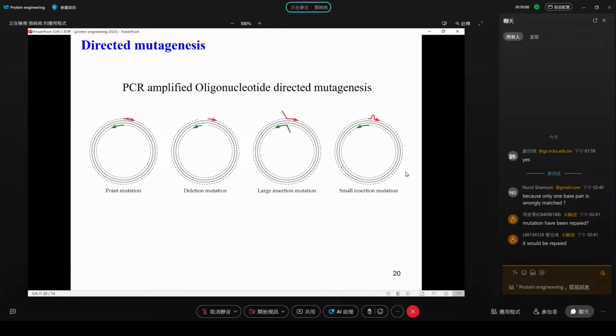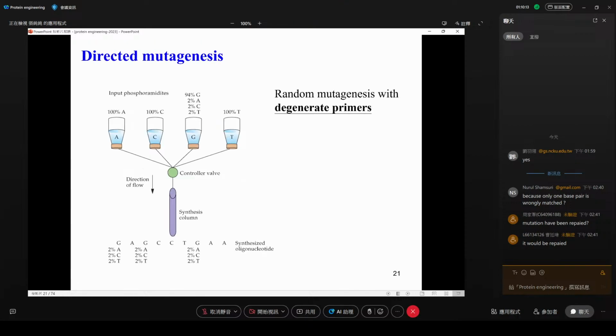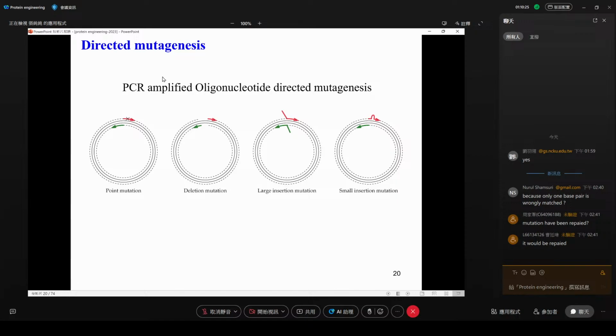So for all the different kinds of strategy based on PCR, you can think about them by yourself, but all of them depend on how the PCR works in your hand, in your test tube. Non-directed mutagenesis is a more simplified way. If I don't know what kind of residue I want to change during primer biosynthesis, I don't know which residue I want to change.